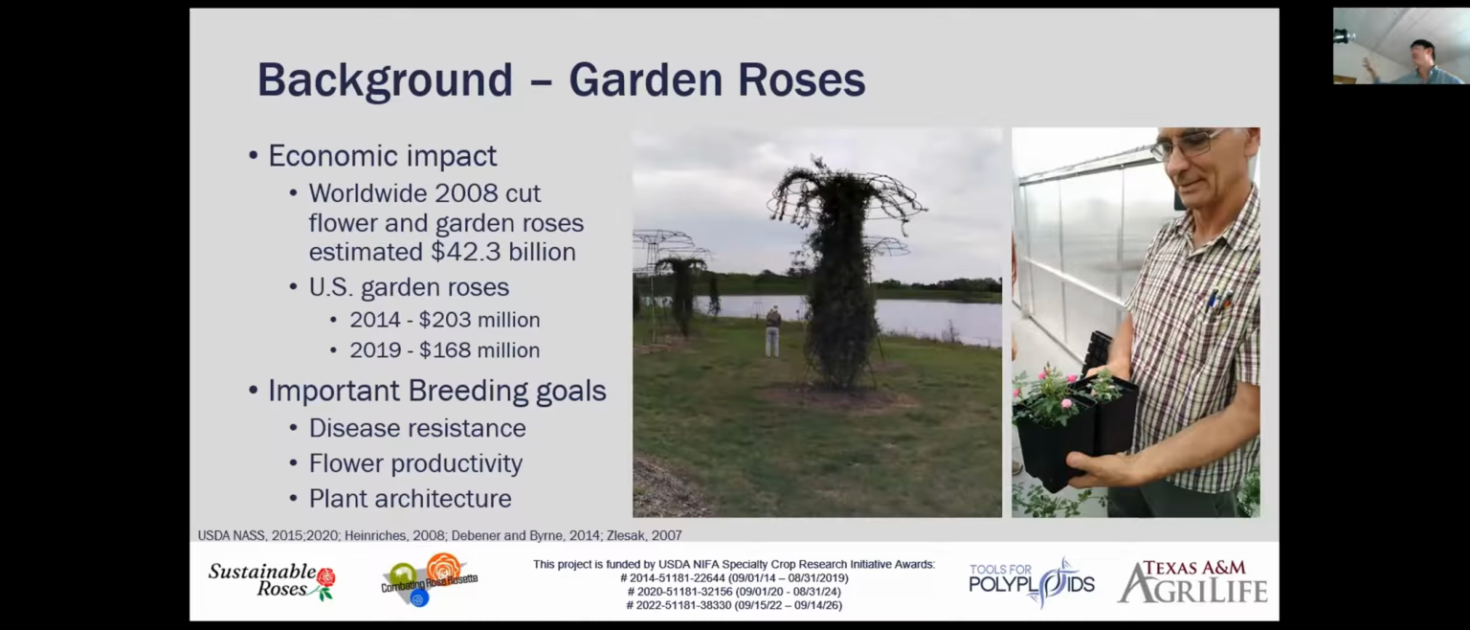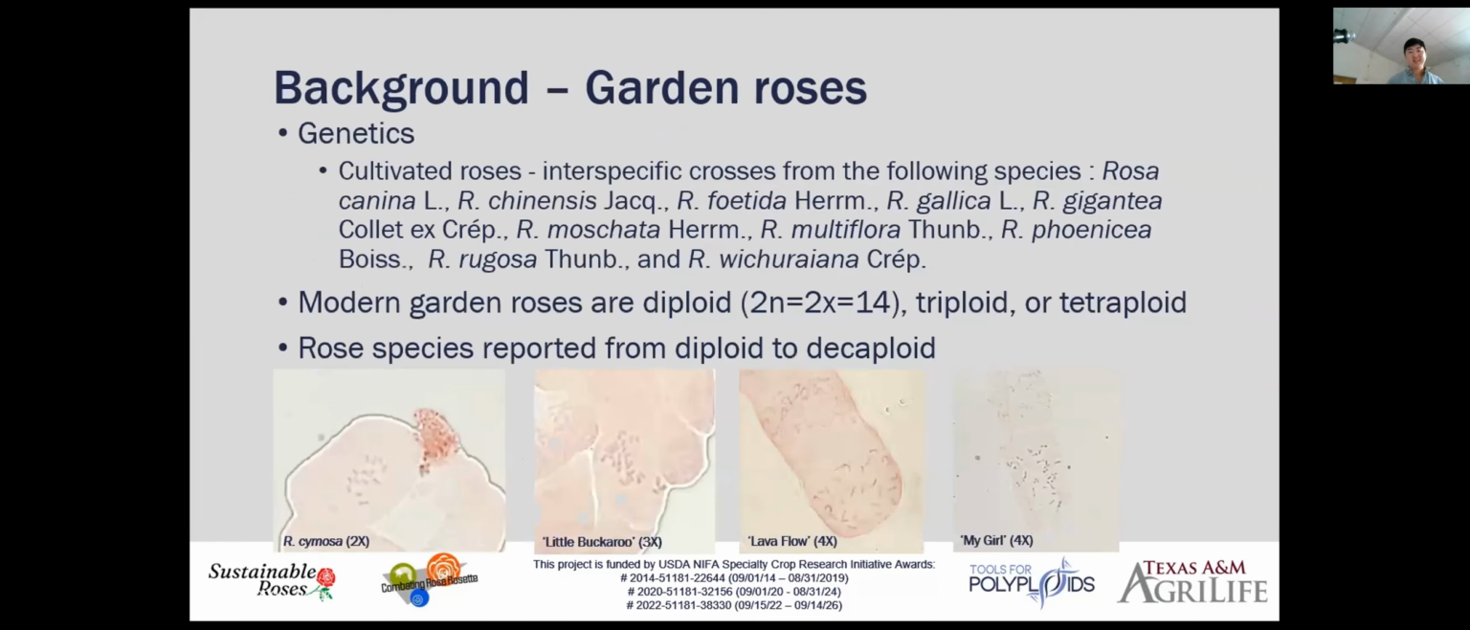So there's great diversity in roses, which leads to the genetics. The great diversity in roses comes from the fact that the cultivated rose and the landscape rose are interspecific crosses that come from 10 different species, and they range from diploid up to decaploid. And because of these interspecific crosses, they're highly heterozygous.